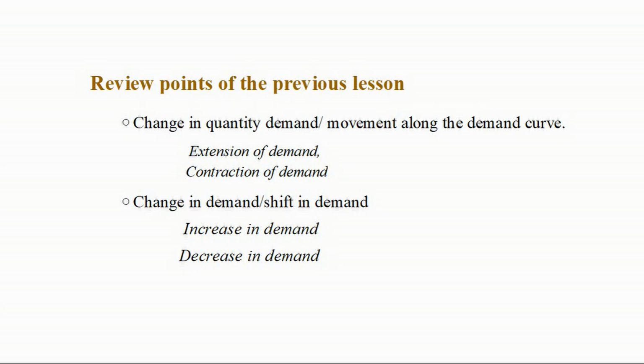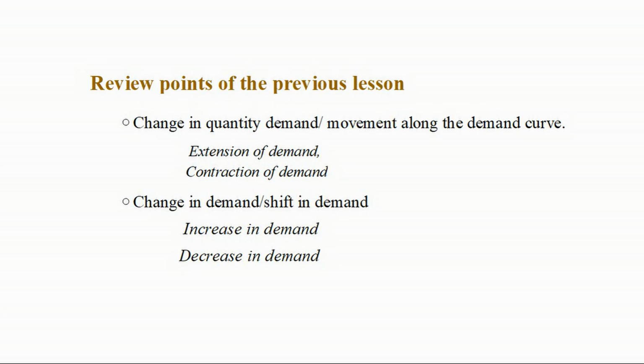This is because of the increase in the price of the commodity. Whenever there is a rise in the price of the commodity, the demand will contract and there will be contraction of demand. There is an upward movement. The downward movement is because of the decrease in the price of the commodity, and that is extension of demand.